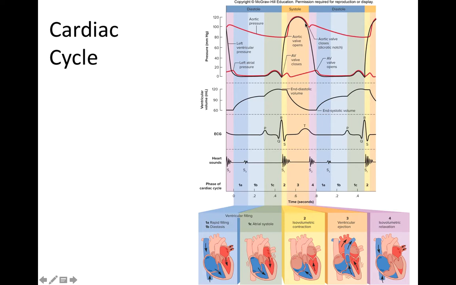Now, the aortic valve is closed, but look what's happening. We're in another isovolumetric phase because the aortic valve has closed, but ventricular pressure is still high. So the AV valve has not opened yet. This all goes back to the forces that open and close those valves.